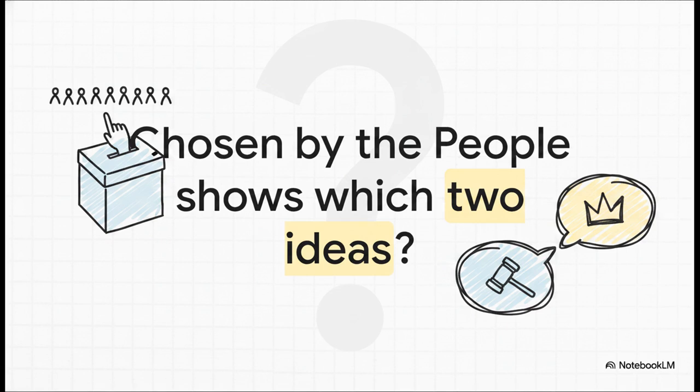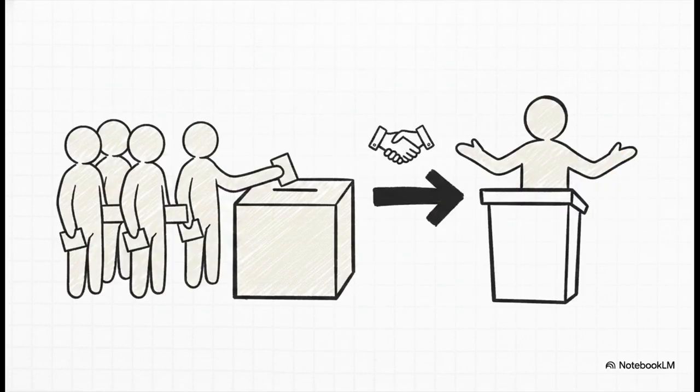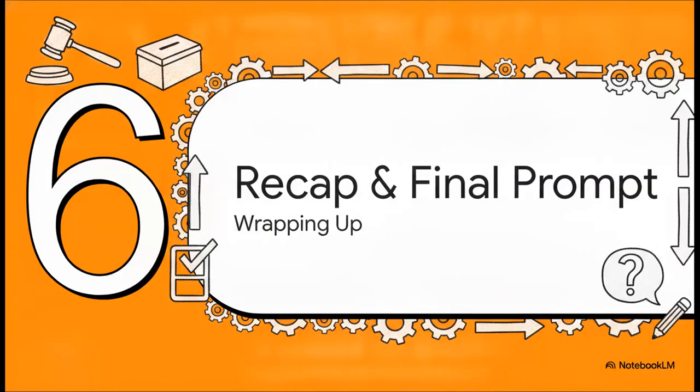Look closely at the text. It says members chosen by the people. We have the act of picking someone and the act of giving them the power to act for us. So what two ideas are linking up? The answer is consent of the governed interacting with representative decision-making. By voting, the people are granting their consent for those specific elected members to represent them and make decisions on their behalf.